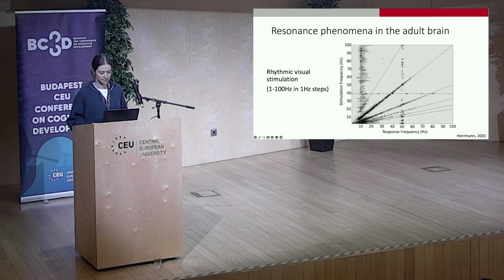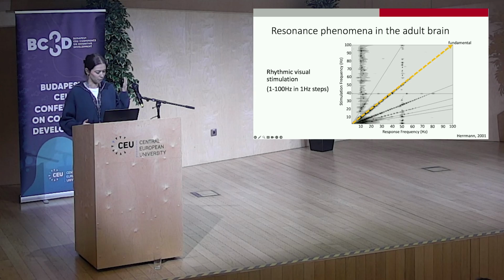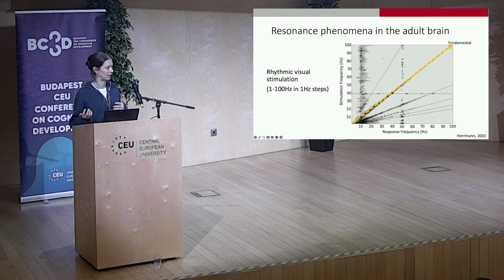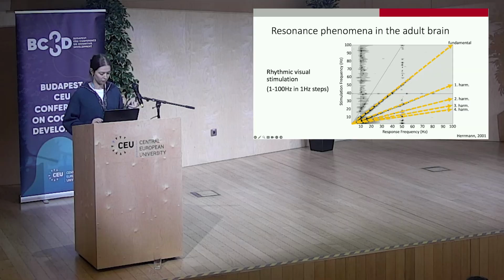The first one is that there's a response at the fundamental frequency. That means that the brain mirrors the frequency it was stimulated at. So if the adult brain was stimulated at 6 hertz, it responds at 6 hertz also. Hermann also found several harmonics, which are integer multiples of the stimulation frequency. For example, for 6 hertz, the brain would also respond at 12 hertz and 18 hertz. There are subharmonics, which are a fraction of the stimulation frequency. In the case of 6 hertz, that's 3 hertz.